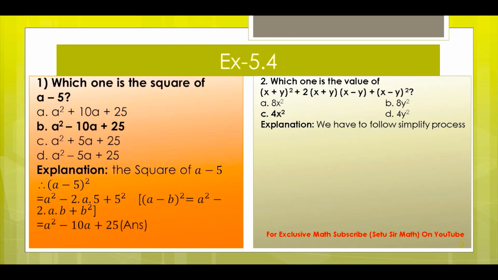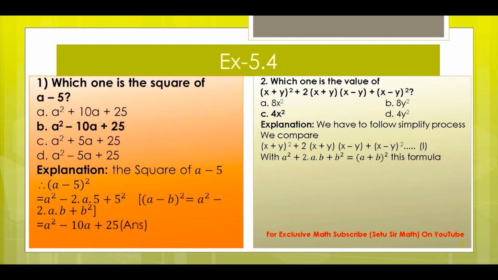We have to follow the simplify process. That means all of you have already done the simplify math from exercise 5.1. That's why these are a repeat of that. We compare at first, that's the thing I was telling you: x plus y whole square plus 2 into x plus y into x minus y plus x minus y whole square. As I am saying, these are the same as a square plus 2ab plus b square.